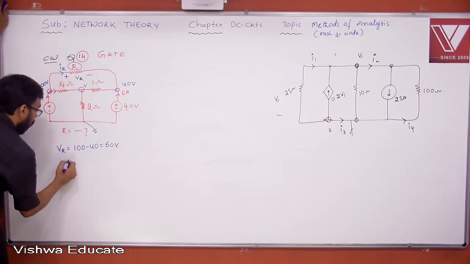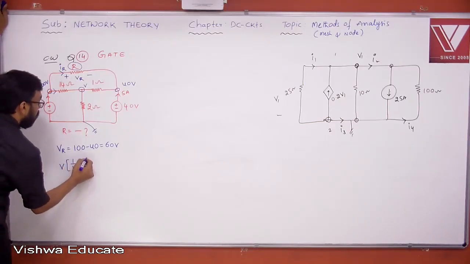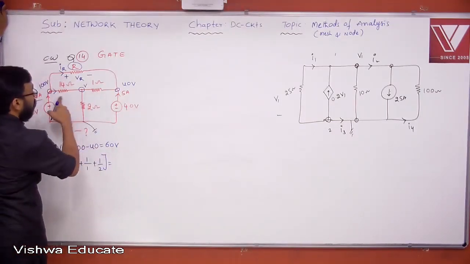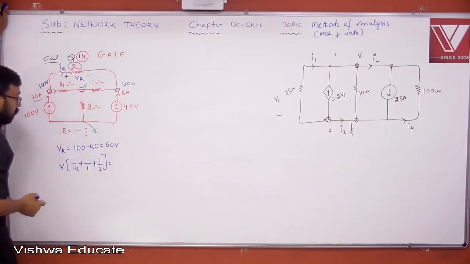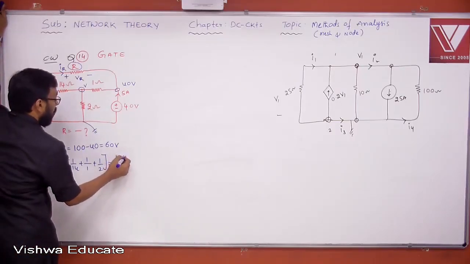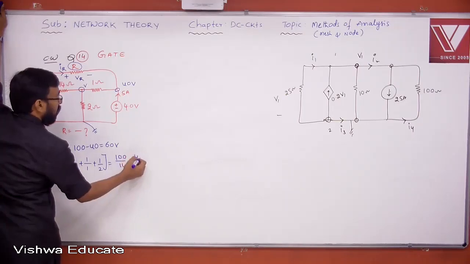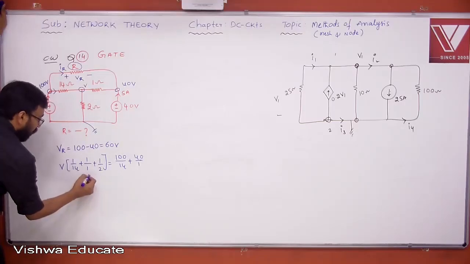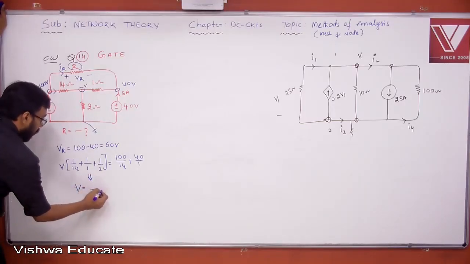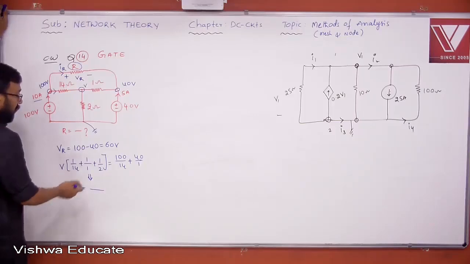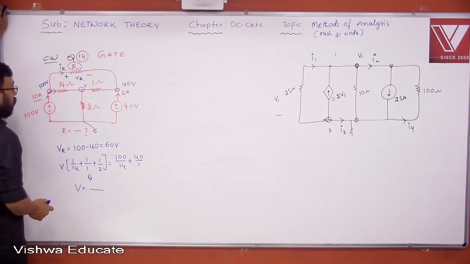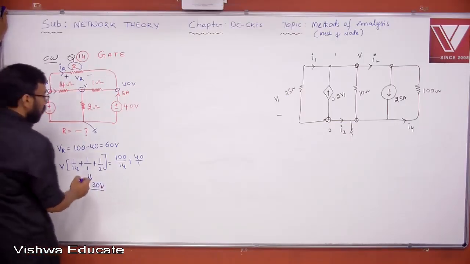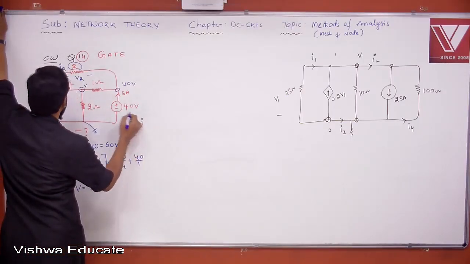So, V by inspection: 1 by 14, 1 by 1, 1 by 2, yes or no, okay, is equal to 100 by 14 plus 40 by 1. Then find the value of V, simple. So just solve it and you can get the value of V here. Definitely you get 30 volts here. 30 volts. Now once you know this V, you can find IR, I through 14, right?